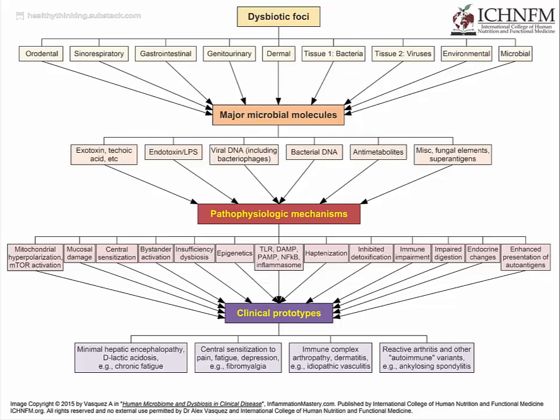Based on the patient's physiology and genomic pattern, along with their microbial pattern and the extent of that microbial pattern, we see these conditions basically filter into several different categories, which I've defined here as clinical prototypes, including encephalopathic prototypes, central sensitization or pain prototypes, also inflammatory immune complex disorders, and the classic prototype, which is reactive arthritis and its autoimmune variants, such as ankylosing spondylitis and rheumatoid arthritis.